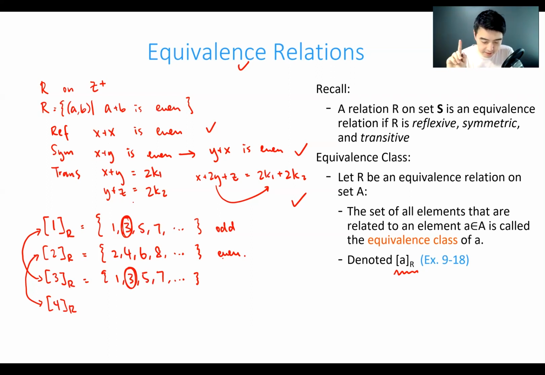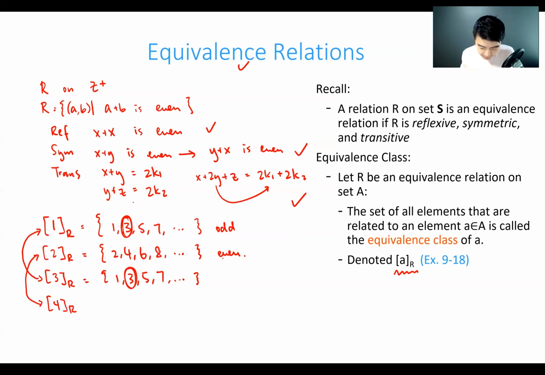Now, does it have to be two sets? Is it true that every relation only has two partitions or two equivalence classes? And the answer is no. You can actually have infinitely many equivalence classes. It depends on the relation. In this relation, there are two equivalence classes. So that's one thing that we can take out of it.